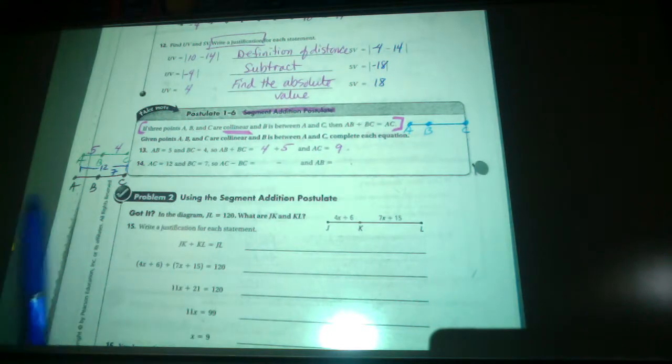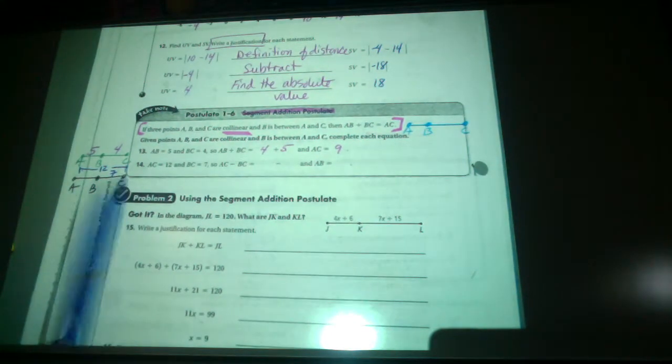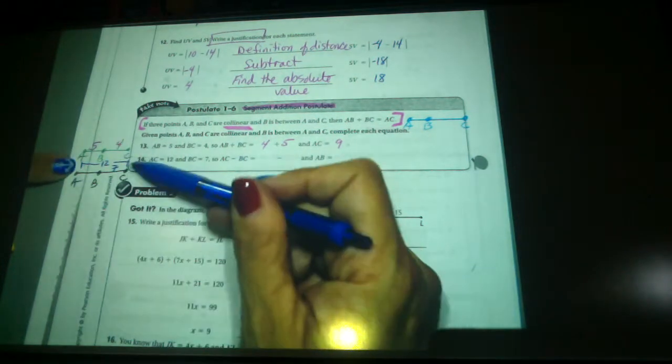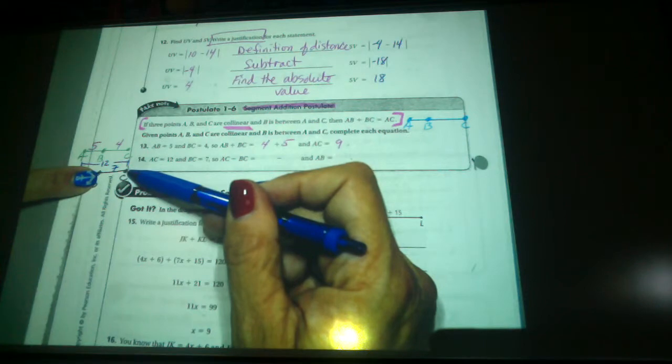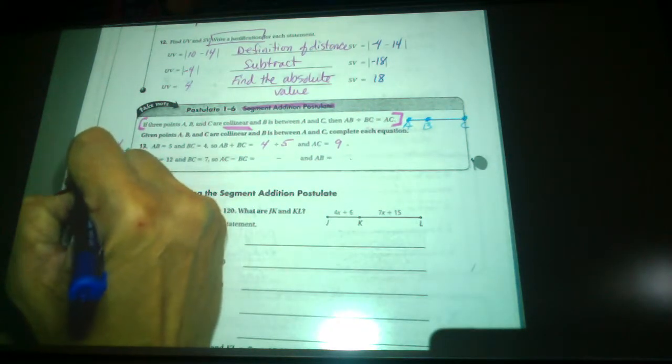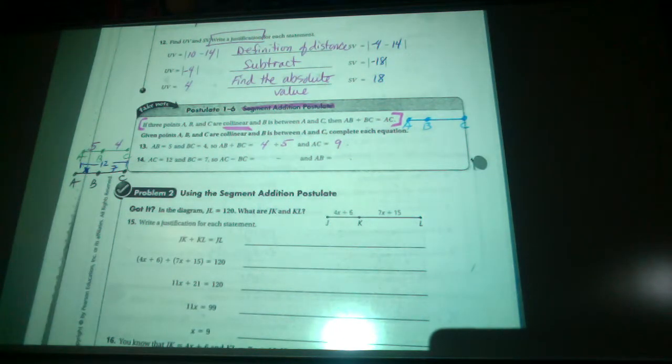So on this one, the entire length I wrote is 12, so I put a little bar across the whole thing to show that the whole length from A to C is 12. And the distance from B to C is 7. So normally, when you're doing this problem on your own, you would assign the unknown piece as X. And we would use the segment addition postulate to set up an equation to solve. You would always take the two smaller pieces and set it equal to the entire large piece.